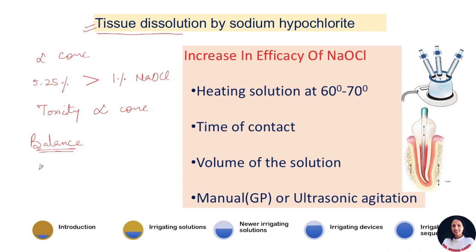Now, to have optimal tissue dissolution with a low concentration of sodium hypochlorite, a few measures can be taken to increase its efficacy. This can be done by various methods. First is warming the sodium hypochlorite in a water bath at 60 degrees centigrade. It can be done by keeping the syringes filled with sodium hypochlorite in a hot water bath. The second method is increasing the time of contact of sodium hypochlorite with the canal walls. How can it be done? Yes, by increasing the volume and time of the irrigation. Another method of increasing the efficacy of sodium hypochlorite is by agitating it using gutta percha or ultrasonics. These methods have been shown to increase the efficacy of sodium hypochlorite in the canal.